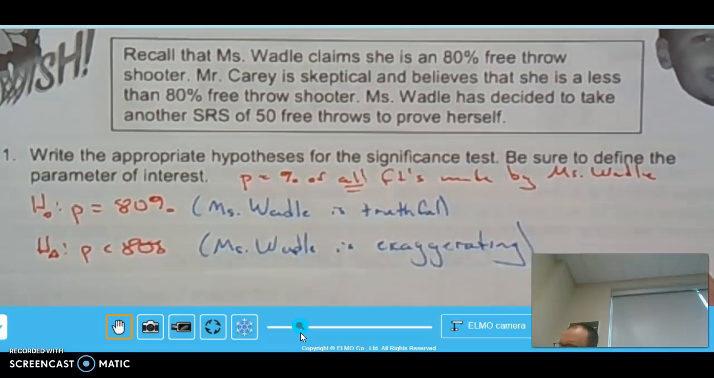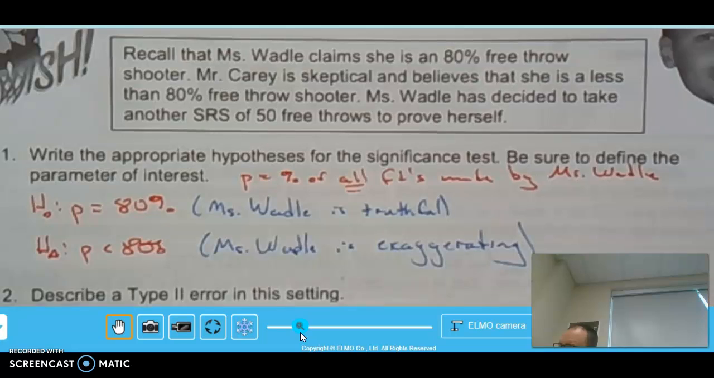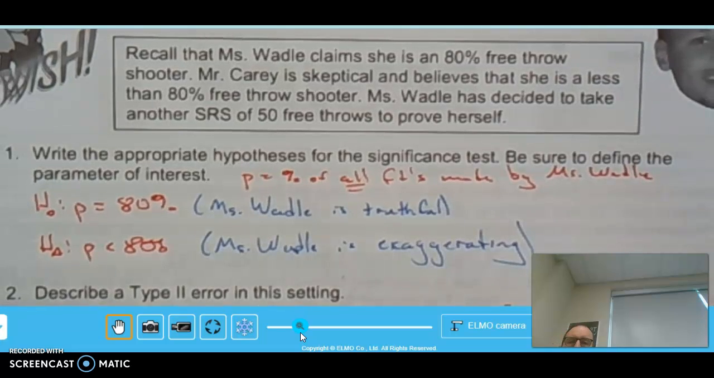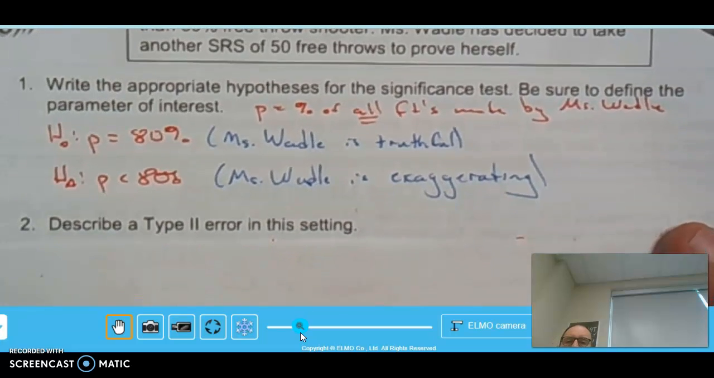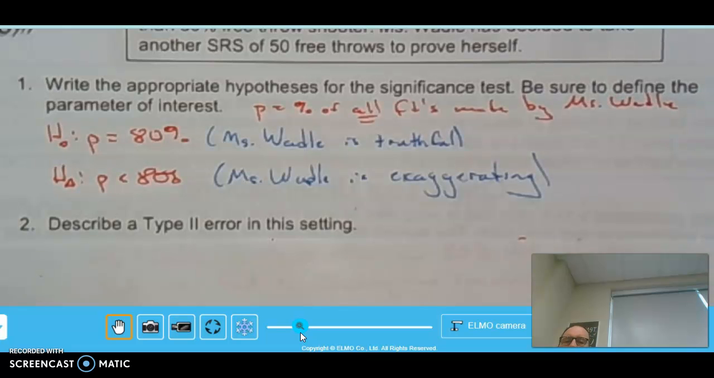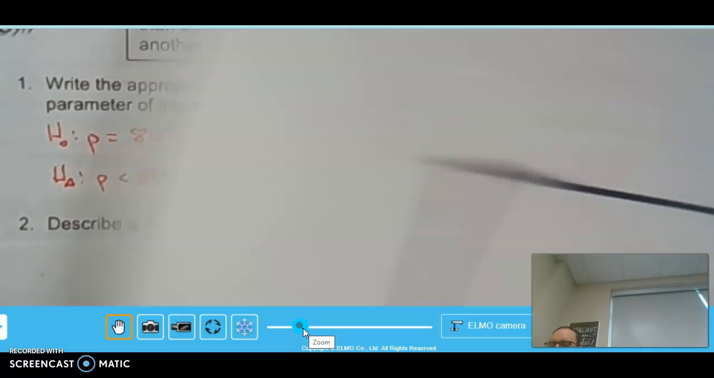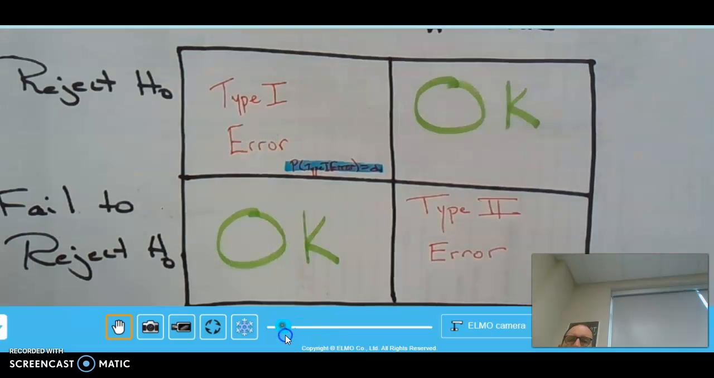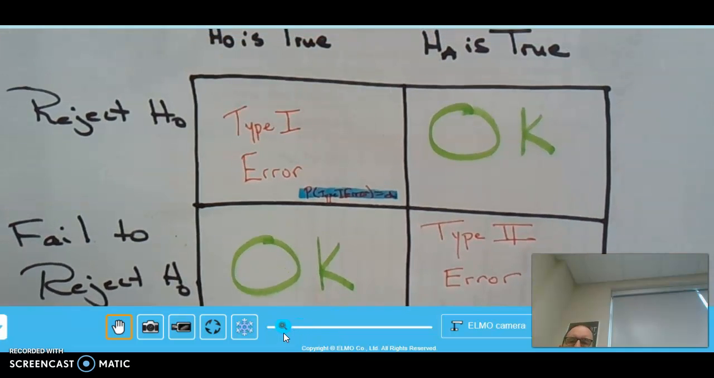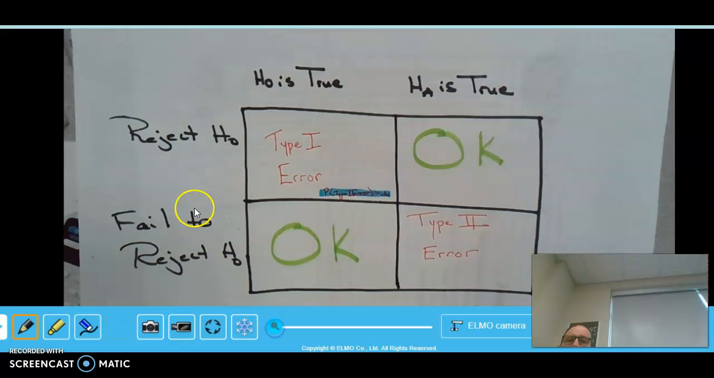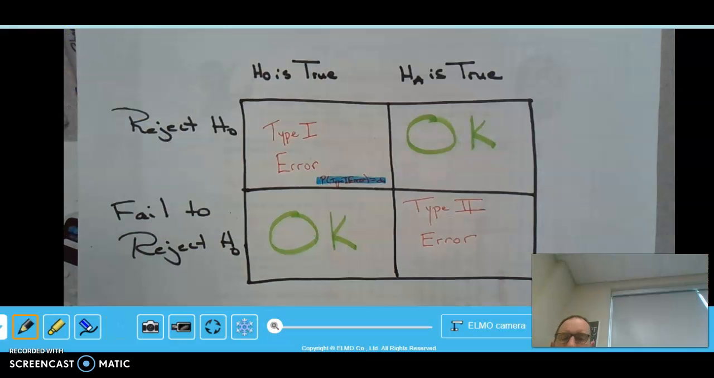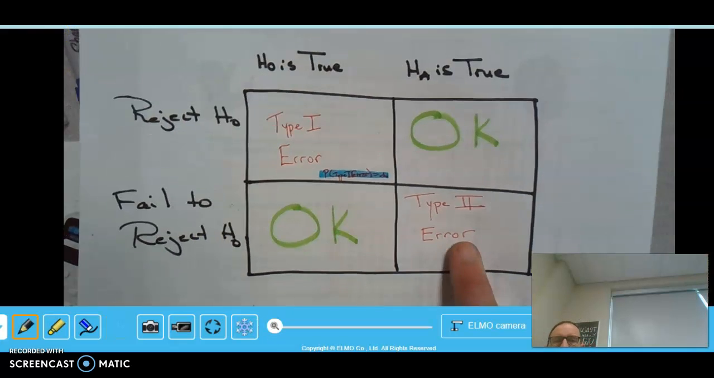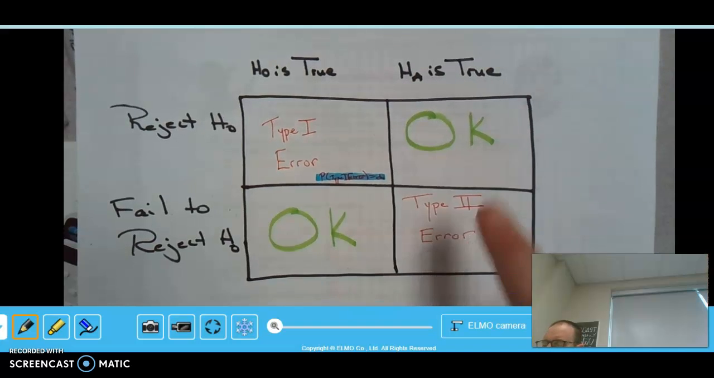So when we look at a type 2 error in this setting, I'll have you pause the video here and talk with a partner about what you think a type 2 error might be in the context of this problem. And here's our boxes if you find those helpful in doing that. So go ahead and talk to your partner. We'll pause the video.